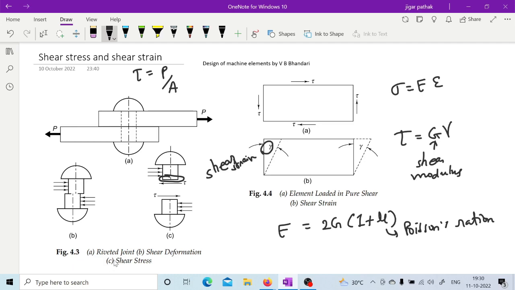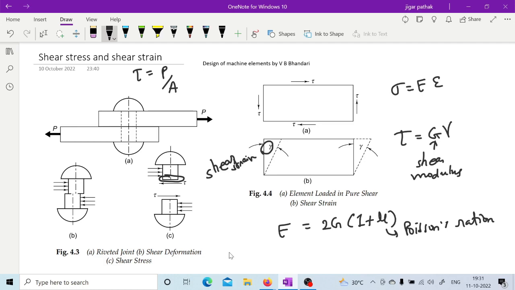Here, for some materials the value of mu is known: for carbon steel it is 0.29, for grey cast iron it is 0.21. Generally it lies between 1/4 and 3/4 or so. So this is how you have the magnitude of Poisson's ratio.